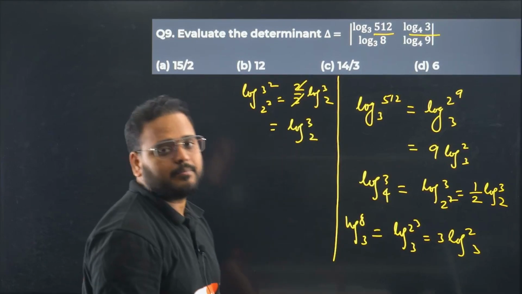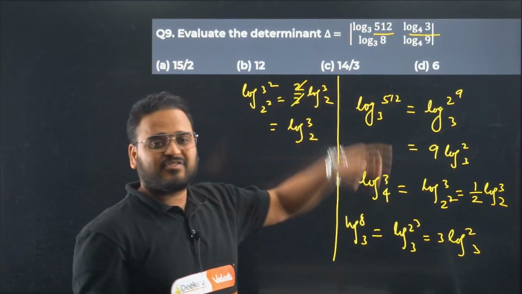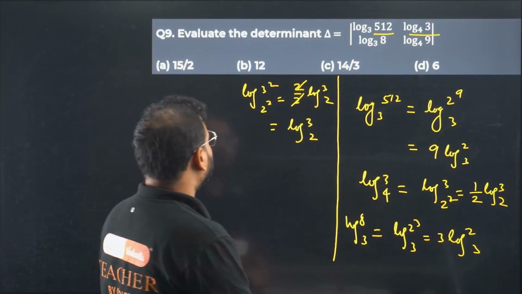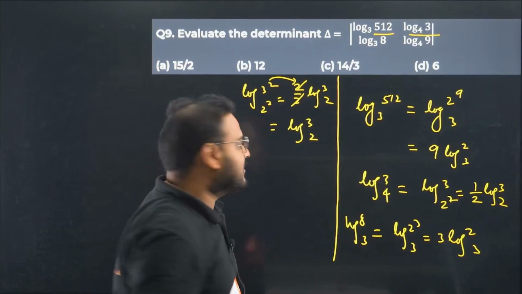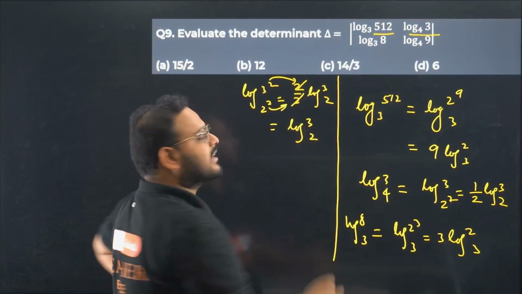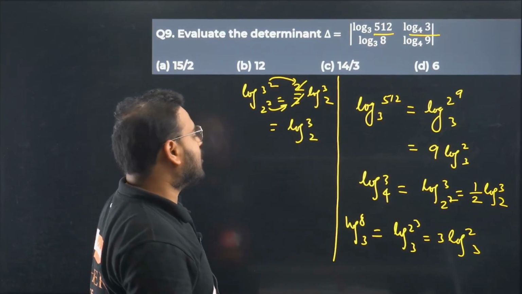What did I do over here? Please check. I can write 9 as 3 square and I can write 4 as 2 square. This 2 comes out as the numerator and this 2 comes out as the denominator. They cancel each other because they are the same. Answer is log 3 with the base 2.